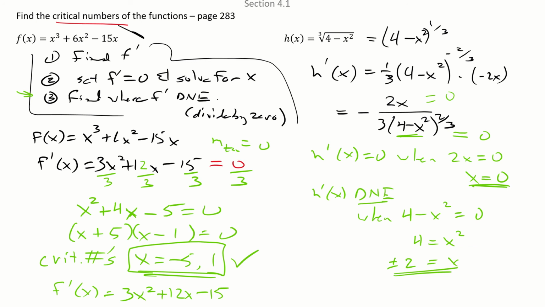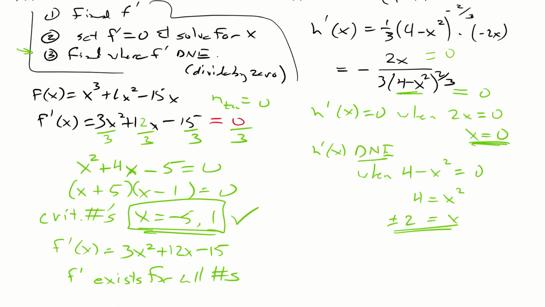This is where it's not existent. This is where it is 0. So we would just say the critical numbers are x equals 0 and then plus or minus 2. And that is all there is to that. Okay? Finding critical numbers. That was a better example of how crazy it can get.